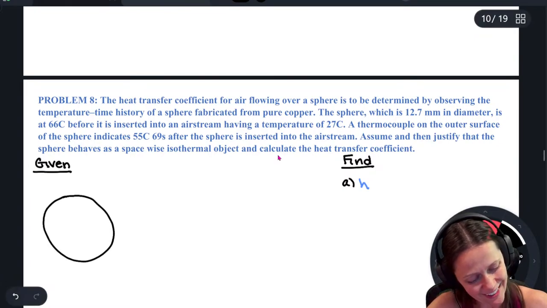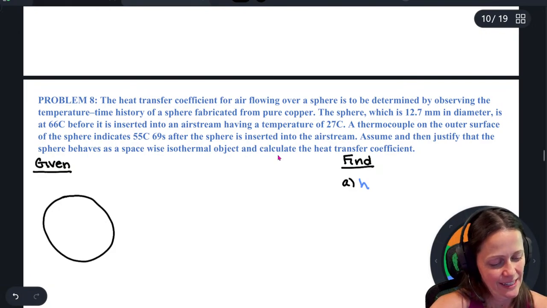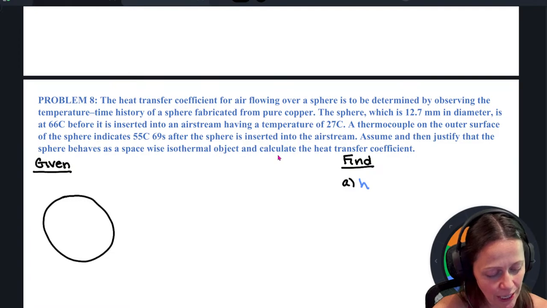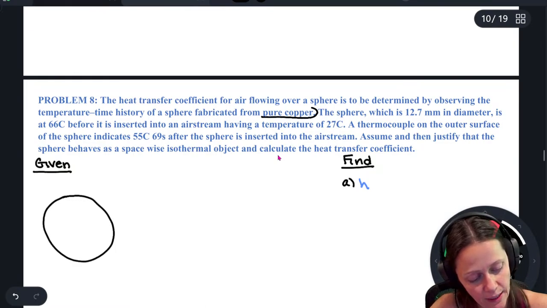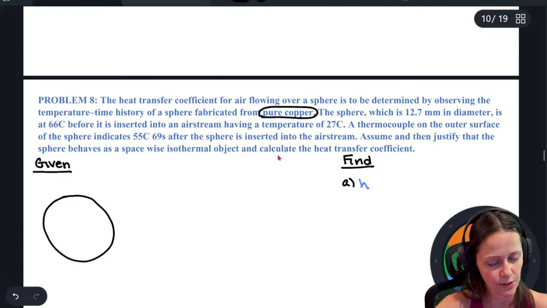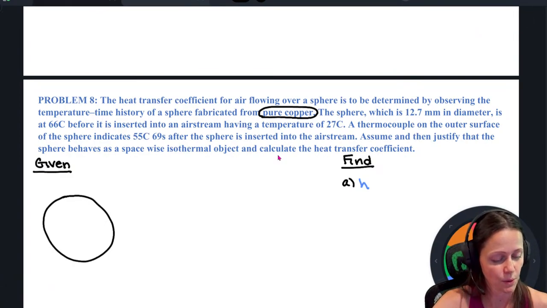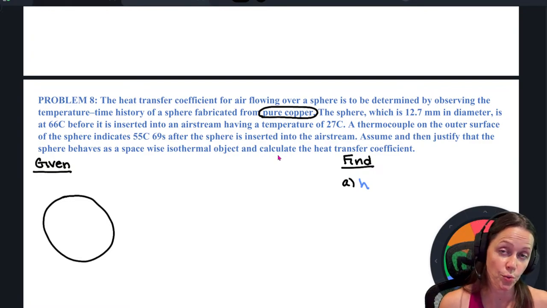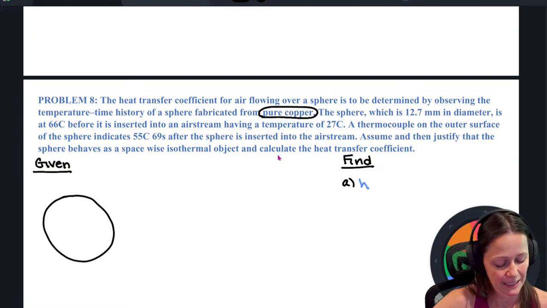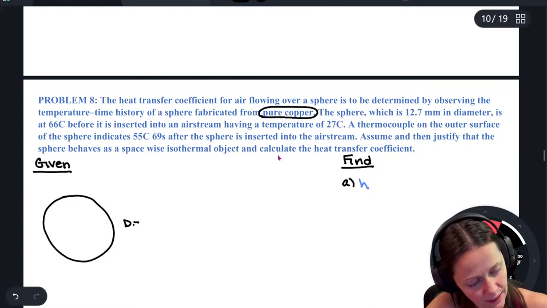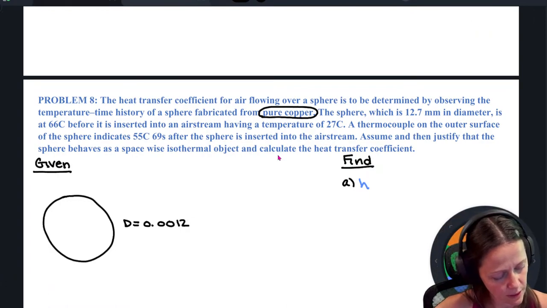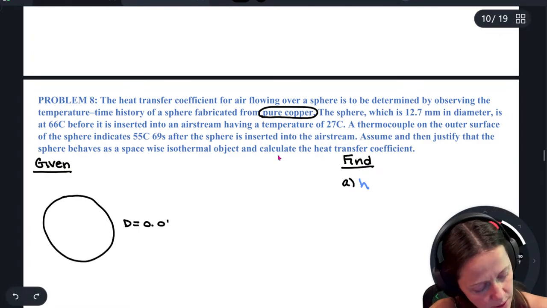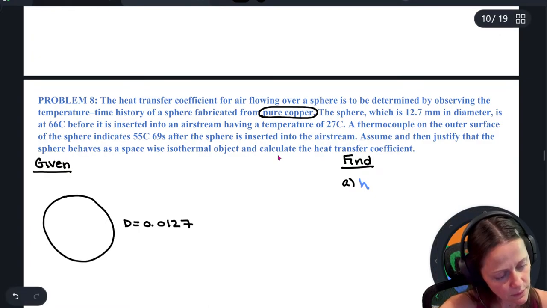So here's our sphere. The heat transfer coefficient is to be determined by observing the temperature time history of a sphere fabricated from pure copper. If you look at the problem statement, you'll notice that there are some properties that are missing that they didn't give you. So I want to show you where you could get those, and then I'll just give them to you. So the diameter of this guy is 0.127 meters.